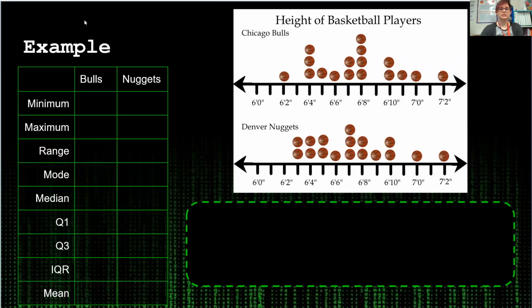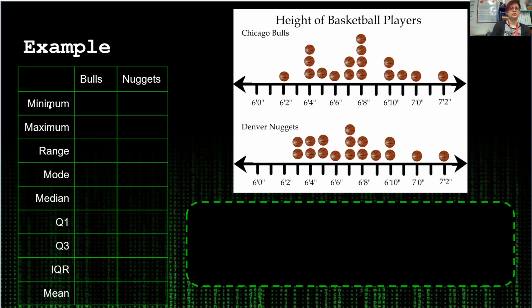So we have the height of players on two basketball teams, the Chicago Bulls and the Denver Nuggets. And just looking at them, I can see that there is more variability in the Chicago Bulls. The dots are a little bit more spread out. But we do have two high points where our mode can be found. So let's just get started with finding some information.